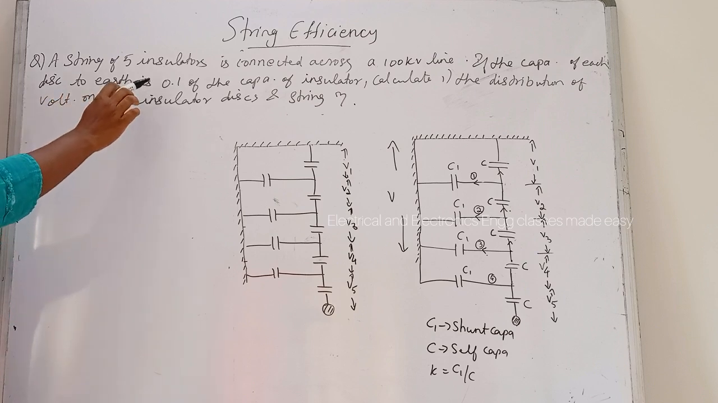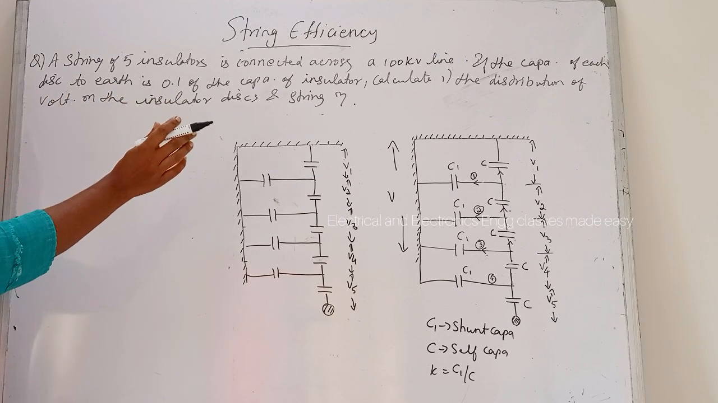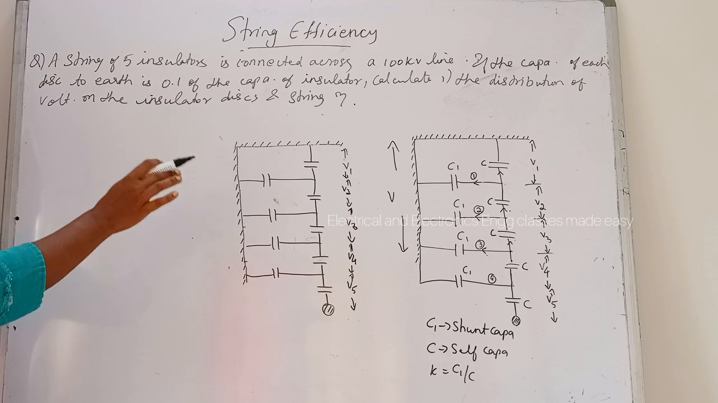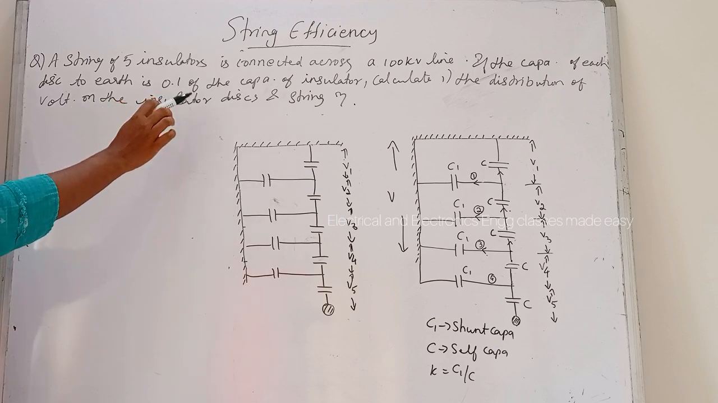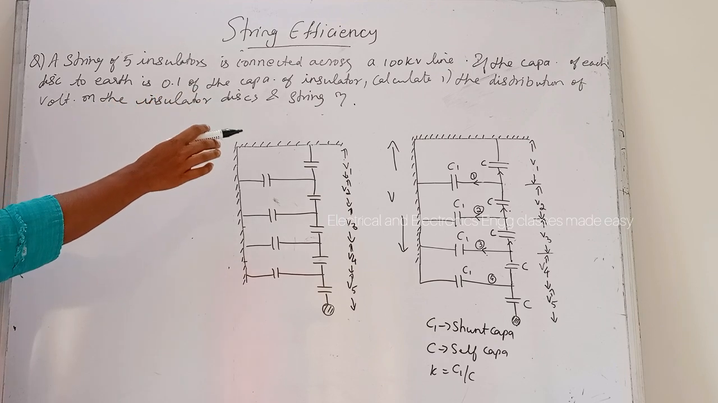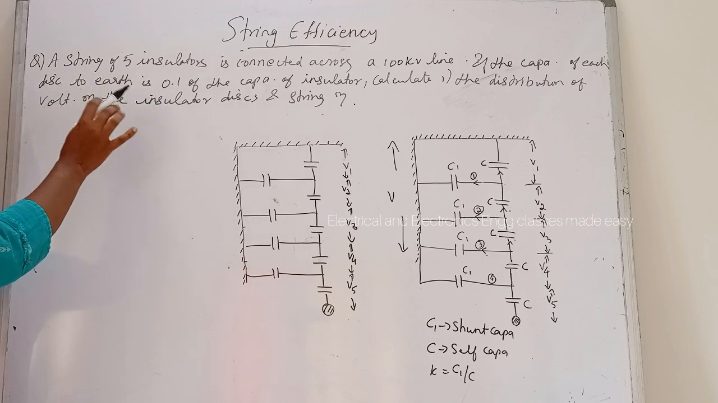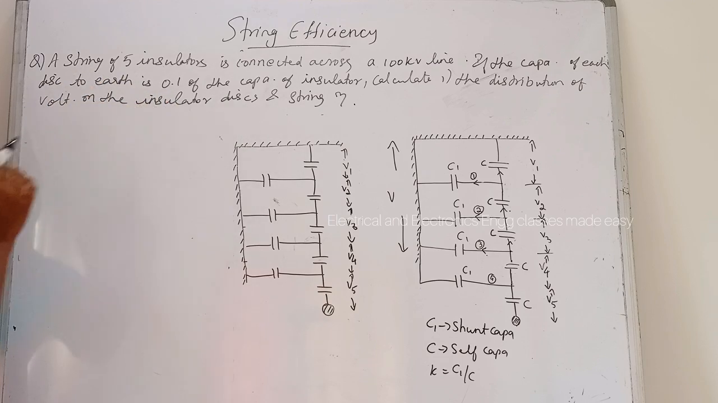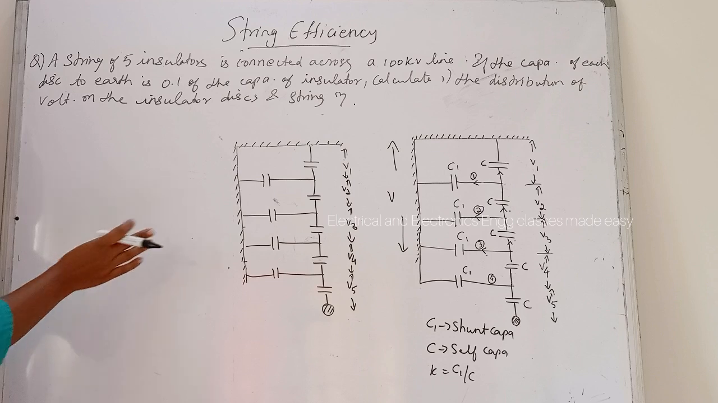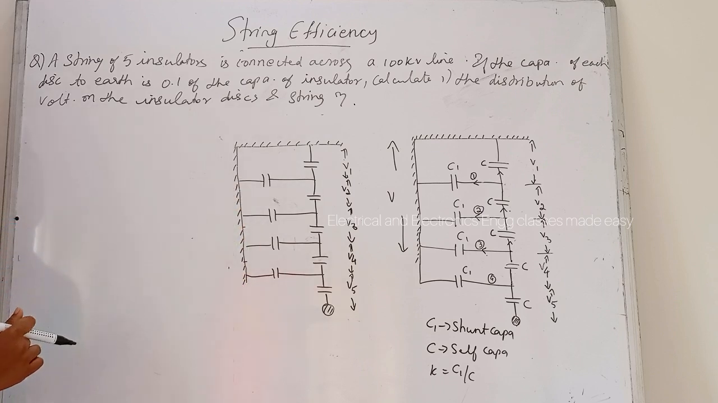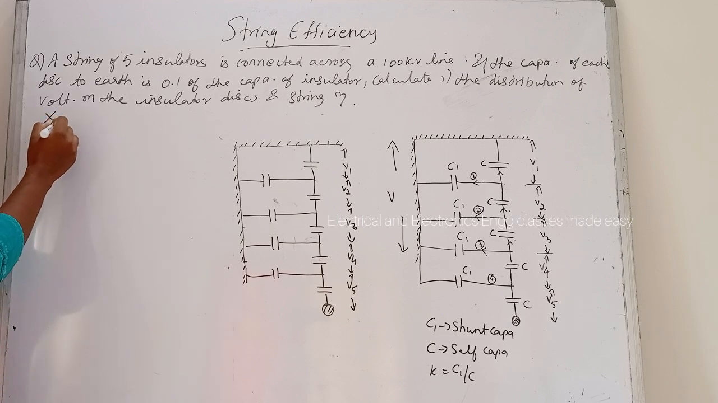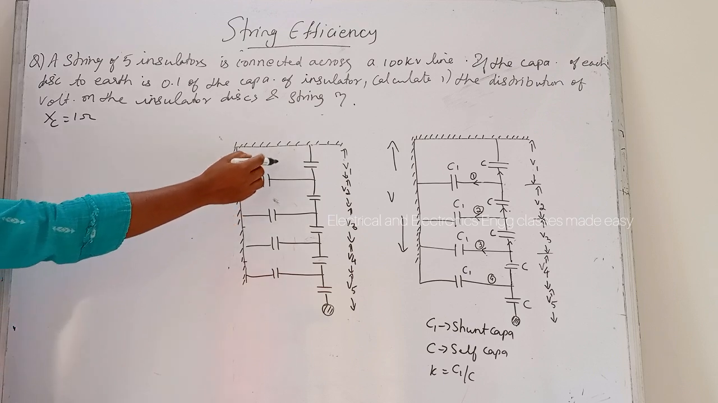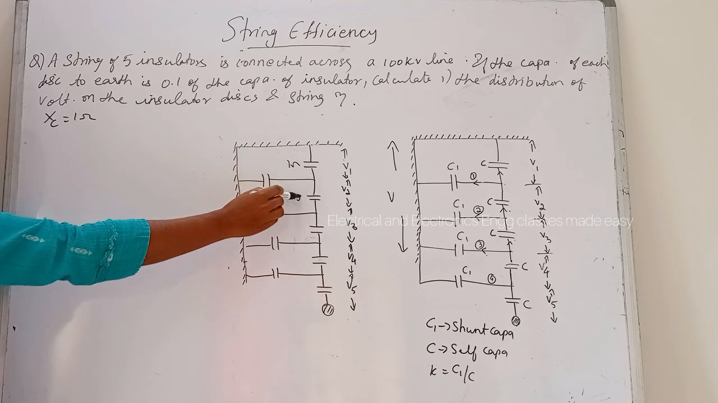A string of 5 insulators is connected across a 100 kV line. If the capacitance of each disc to earth is 0.1 of the capacitance of insulator, then calculate the distribution of voltage on the insulator disc and string efficiency. So here there are 5 number of insulators. So in this method also we have to assume that Xc is equal to 1 ohm. So this value is 1 ohm.